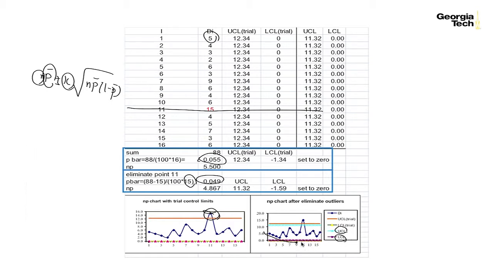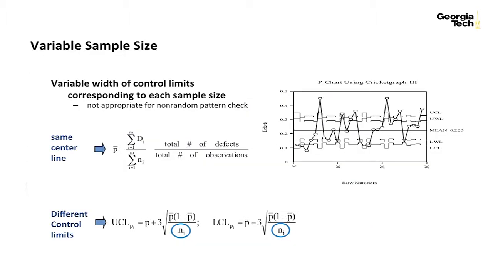After that, you can see all the remaining points are in control. Therefore, we are all set. These are the baseline limits, and we can move to phase 2. NP chart and P chart have the same performance in terms of detecting out of control situations, and we prefer to use NP chart.